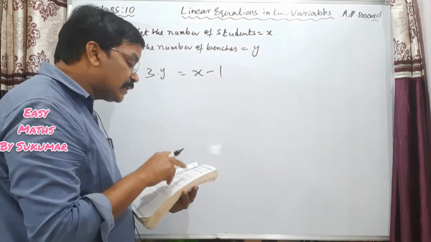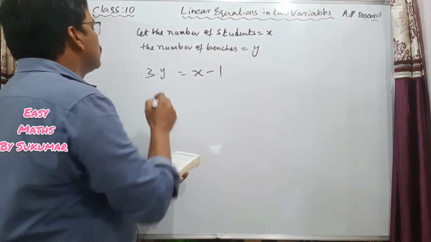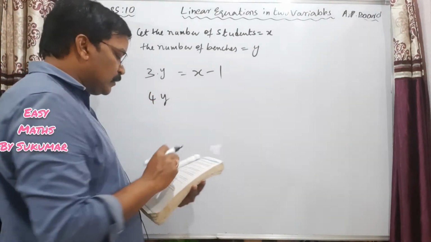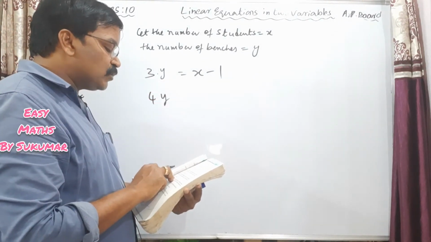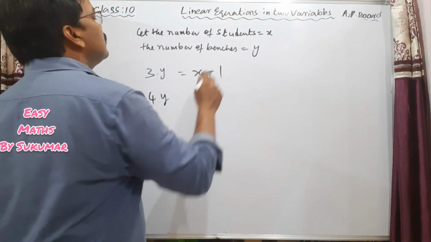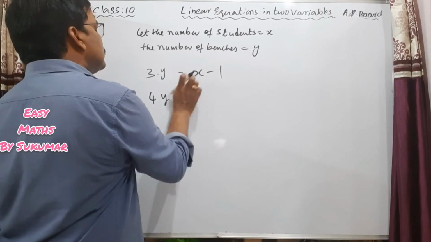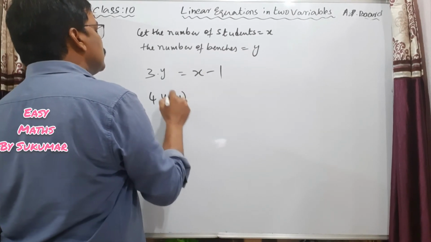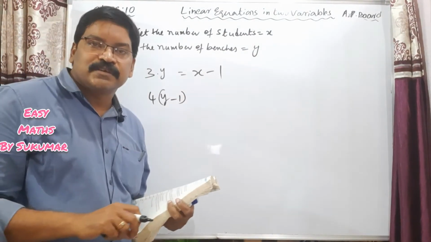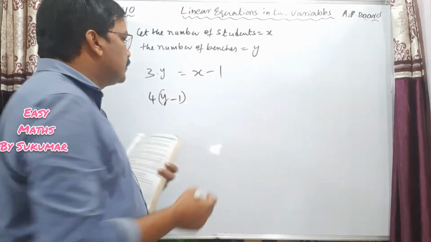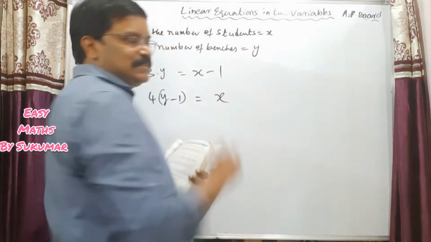Okay. Coming to the second case, if 4 students sit on each bench, that means 4y. 4 students sit on each bench, one bench will be left. What is the bench here? That means 4 students sitting on each bench means 4 times y minus 1. It is equal to x.